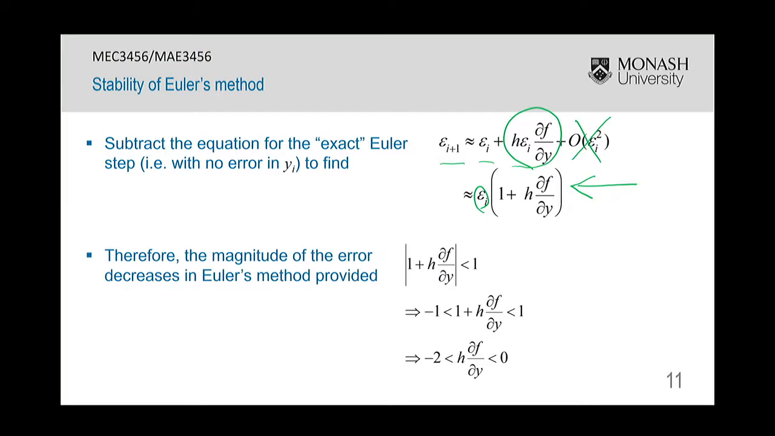Therefore, the magnitude of the error decreases in Euler's method provided the magnitude of this is less than 1, and this is real, well, we're only going to be dealing with real equations here, which then gives us that minus 1 is less than 1 plus h df/dy is less than 1. Subtracting 1 from this entire expression gives us minus 2 is less than h df/dy is less than 0.